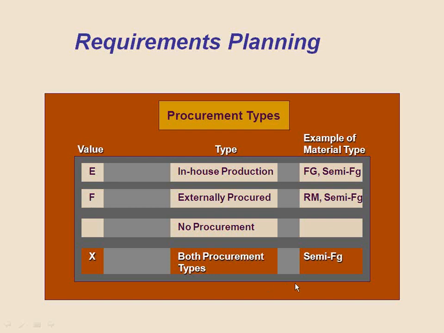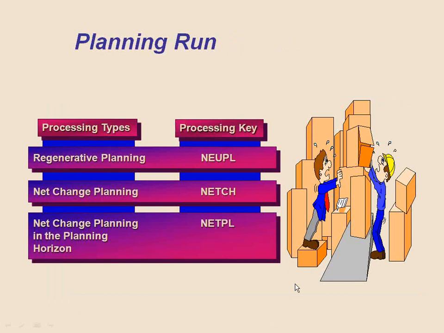Okay, so these 4 fields are required, and then there is something called a planning run. There are 3 types of planning runs possible. Planning run will tell you how you are going to plan the materials in your warehouse, in your stores, in your plant. Are you going to plan all the materials when you are planning, or are you going to plan only some of the materials in your plant, or are you going to plan nothing?